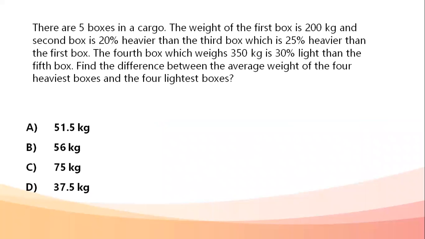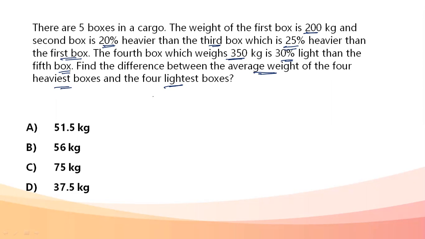Next question. There are 5 boxes in a cargo. The weight of the first box is 200 kg and the second box is 20% heavier than the third box, which is 25% heavier than the first box. The fourth box, which weighs 350 kg, is 30% lighter than the fifth box. We have to find the difference between the average weight of the four heaviest and the four lightest. This might seem a very complicated question, but it is not complicated at all.